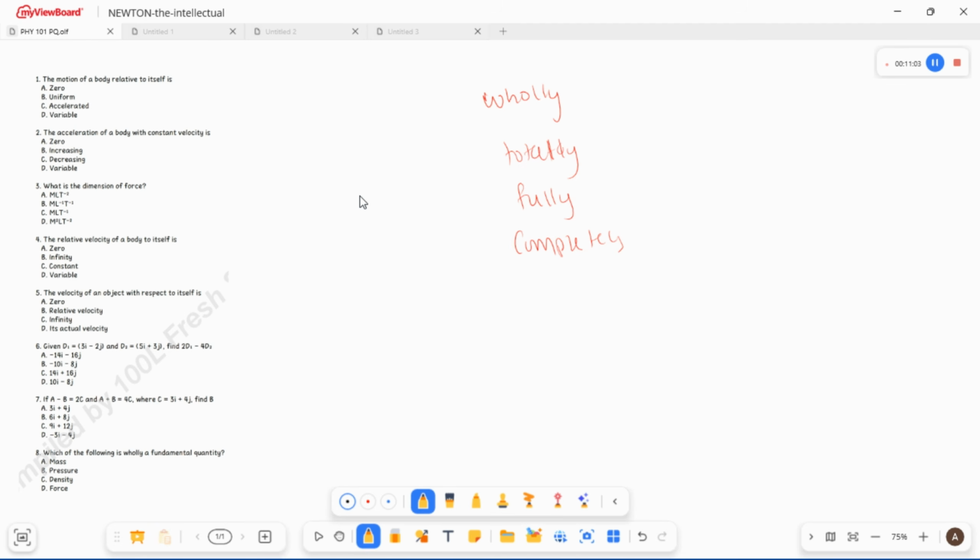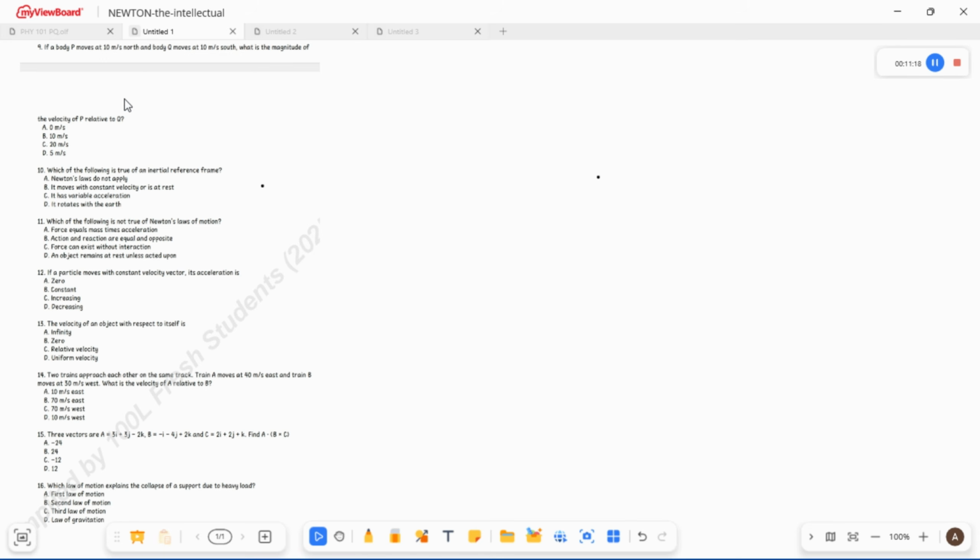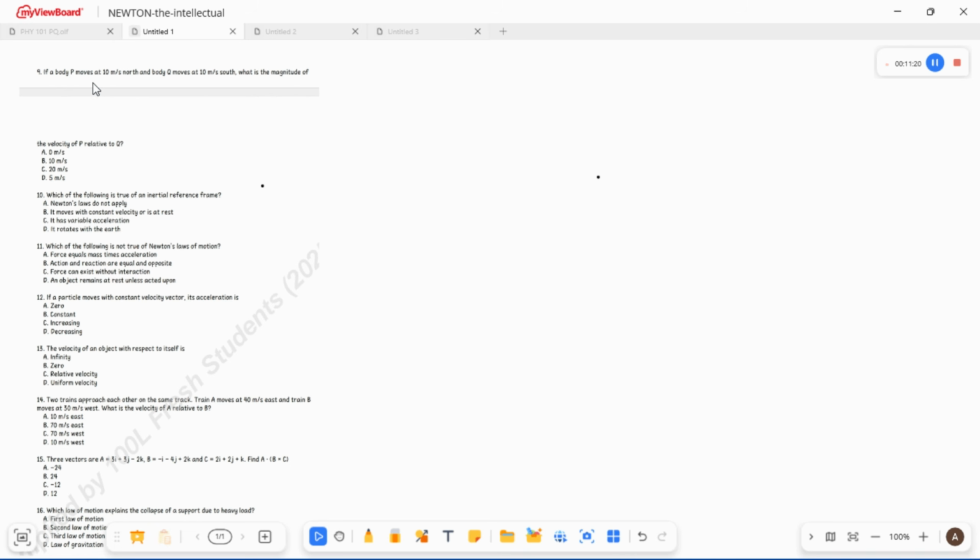fundamental quantity? Now, we have mass, pressure, density and force as the options. Mass is the only fundamental quantity there. Pressure, density, and force are not fundamental quantities. So it means the answer to that question is going to be option A. All right, so let's go to question 9. Question 9 says, if a body P moves at 10 meter per second north and body Q moves at 10 meter per second south, what's the magnitude of the velocity of P relative to Q?